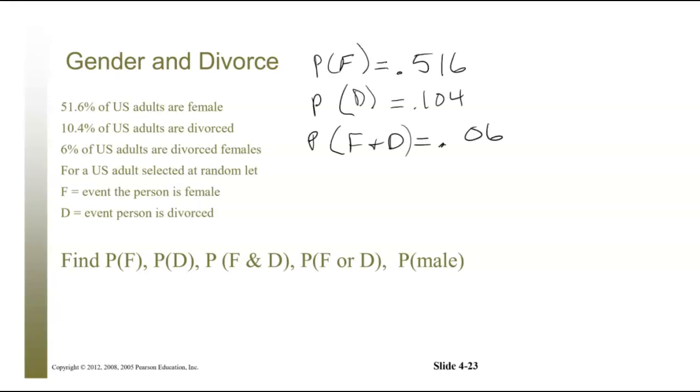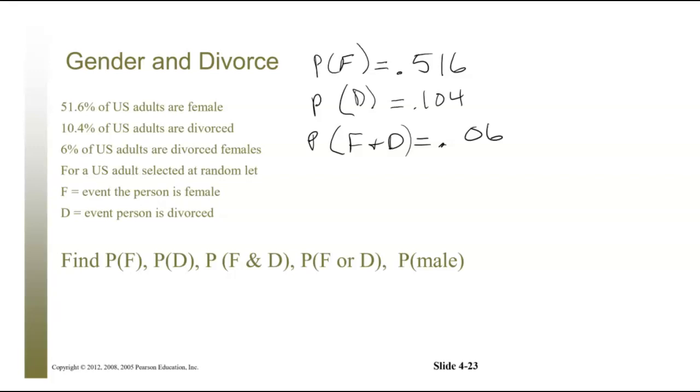So most of these are given to you in the problem. The first thing we're asking for is, hey, what's the probability of event F? That is the event the person is female. That's given to you. 51.6% of U.S. adults are female, so the probability of female is 0.516. When we cite it as a probability, we get rid of the percent.